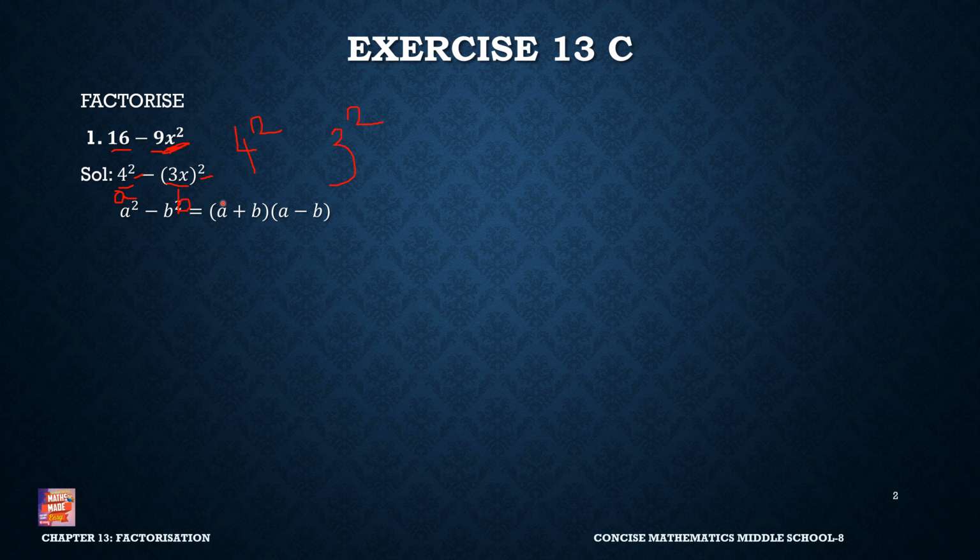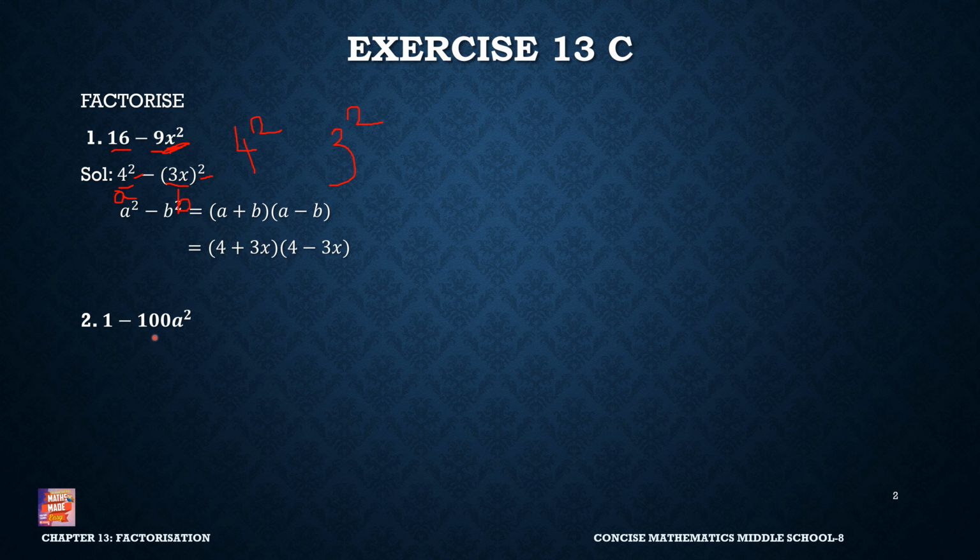Now just substitute these values over here. In place of a, just write 4, and in place of b, just write 3x. Then this is what we get. So this is the answer. I hope you understood this. If you have any doubts, you can ask me in the comment section. I will surely help you out children. Let's move on to the next one.